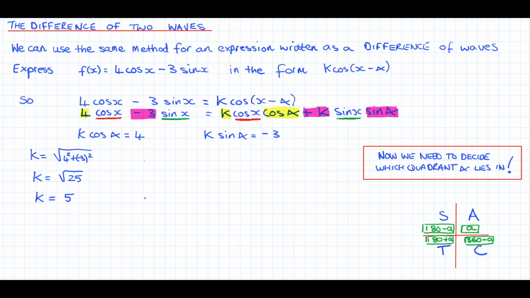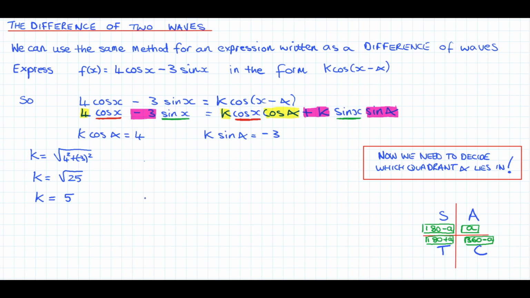Now today we're going to look at the difference of two waves, and we can use the same method for an expression written as a difference of waves. So let's look through this example. Express f of x equals 4 cos x minus 3 sin x in the form k cos(x minus alpha).